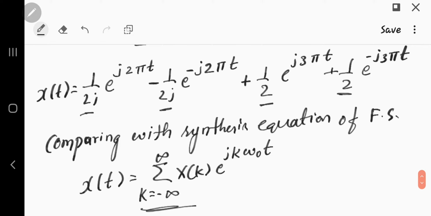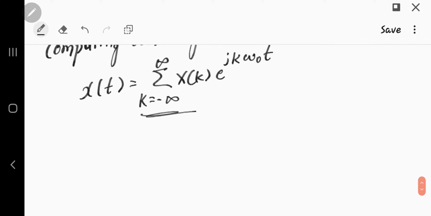Now these values are present for which value of k? Observe this here, we have omega naught, and omega naught value is pi, so we have pi here, here, here and here, and j and t are common in all of them. In place of k, we have plus 2 here and minus 2 here, plus 3 here, minus 3 here. So that means we have 4 values of x of k.